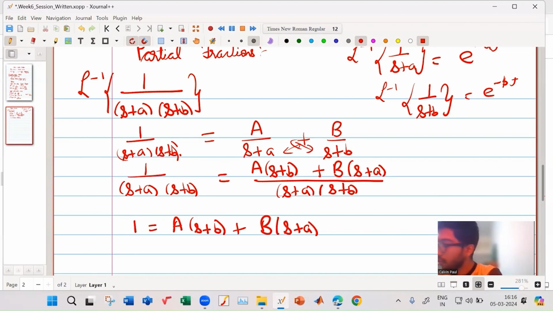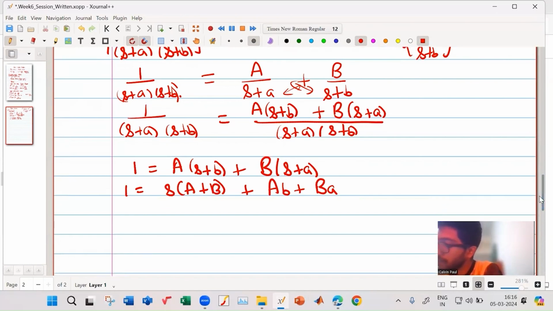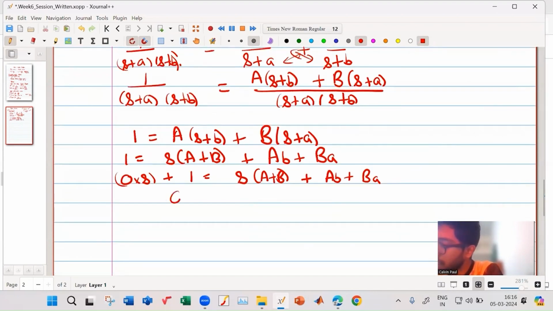Then what we do is we write 1 is equal to s into (A plus B) plus A into small b plus B into small a. So now this 1 can be written as 0 into s plus 1, comparing both sides: 0 into s plus 1 is equal to s into (A plus B) plus Ab plus Ba. So now we compare both the sides.